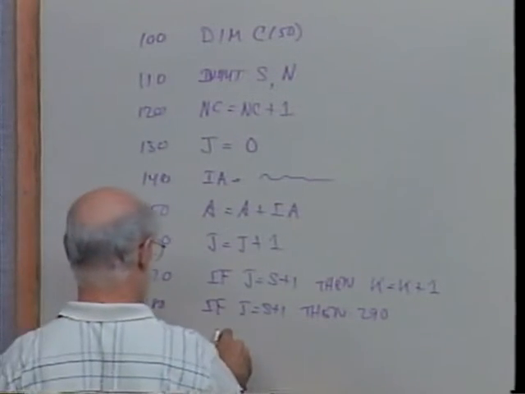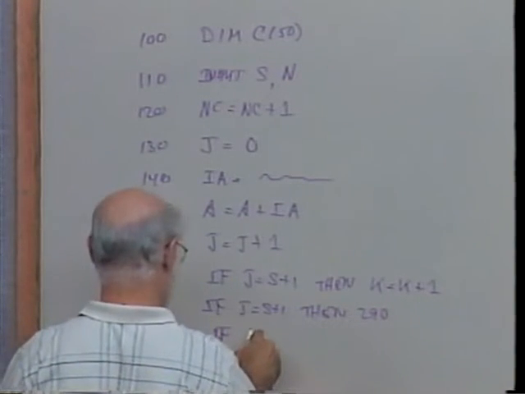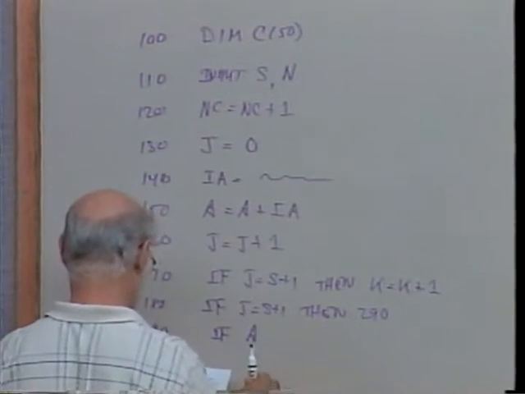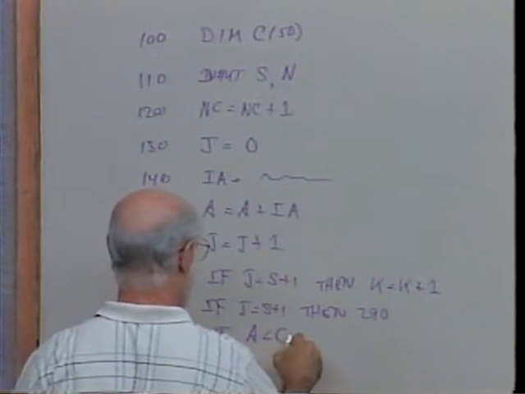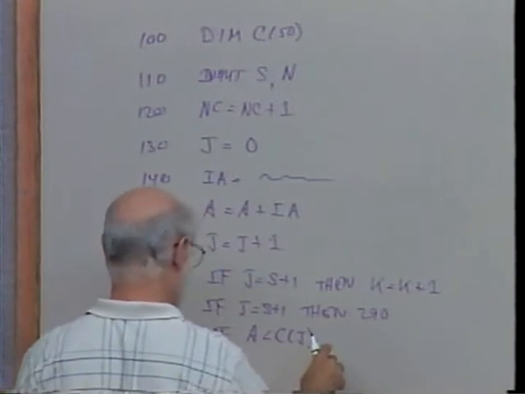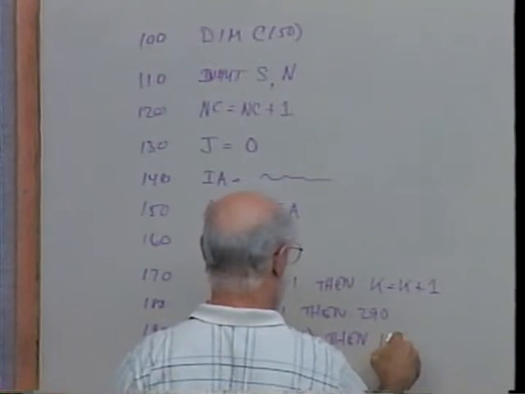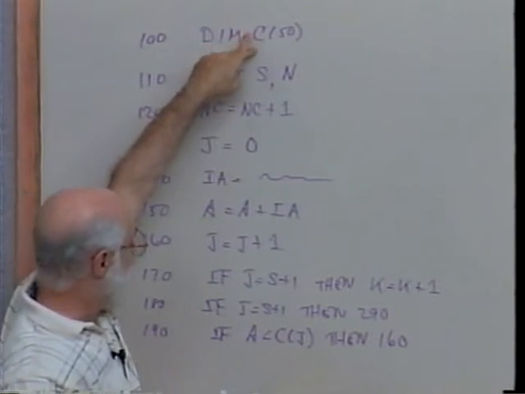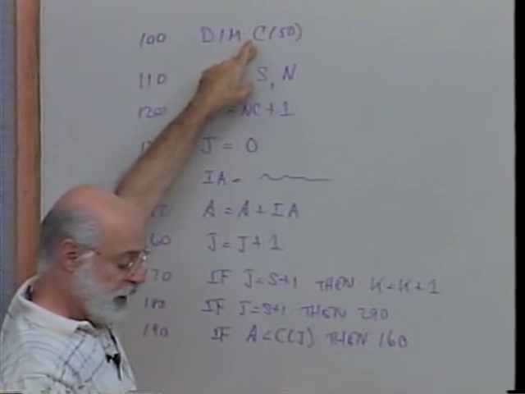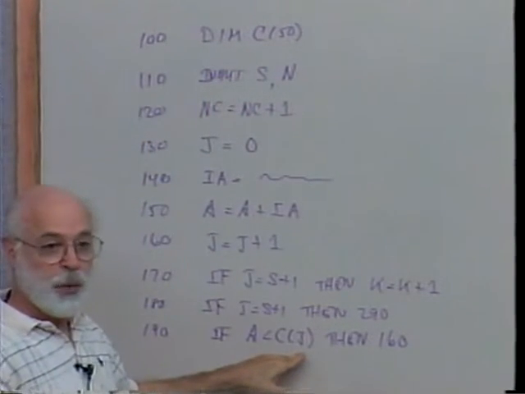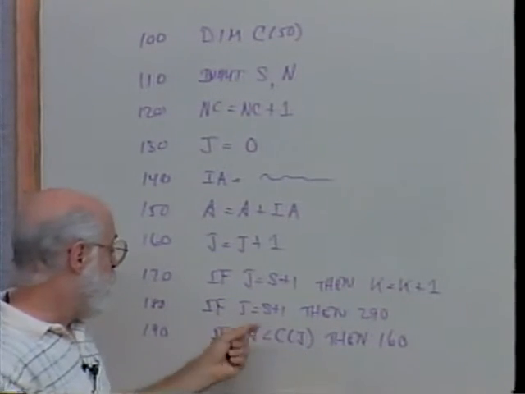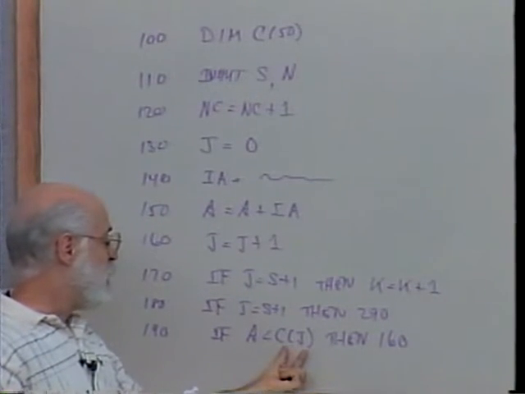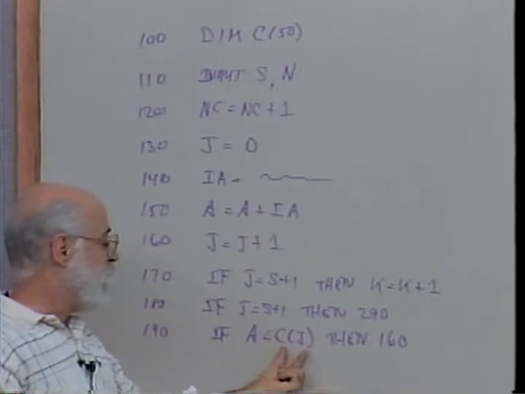So I'm going to look at that trunk, and we ask whether the arrival time is less than c of j. And if it is, then I want to go to 160. Now, c of j, remember that we had dimensioned this array, this list of c, and c of j is the time at which trunk number j will next be available for service. So a is the current arrival time, and c of j is the time in the memory position that corresponds to the state of trunk number j.